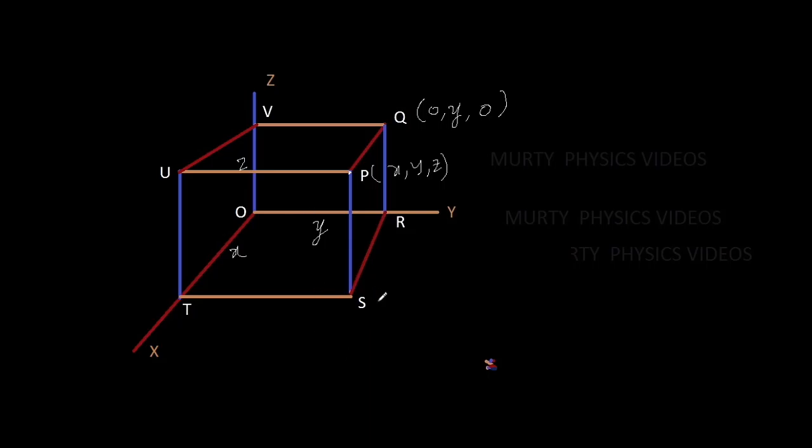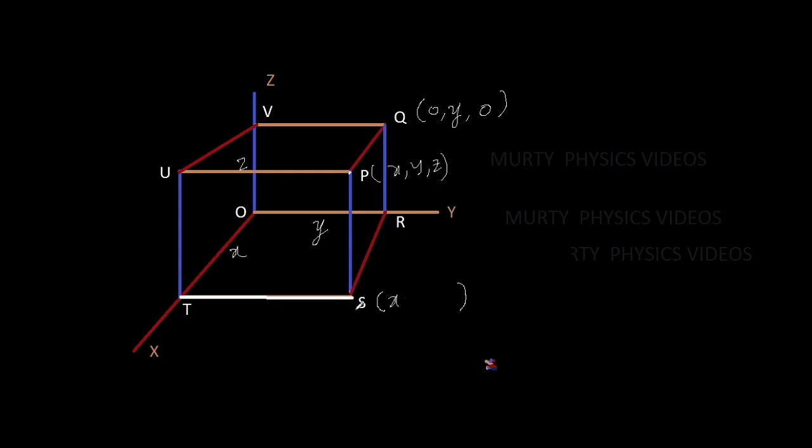Let us take another point, S. To get the x coordinate of this point, let us draw a normal onto the x-axis like this. It cuts at point T. This T is at a distance of x from the origin. Therefore, x coordinate is x.